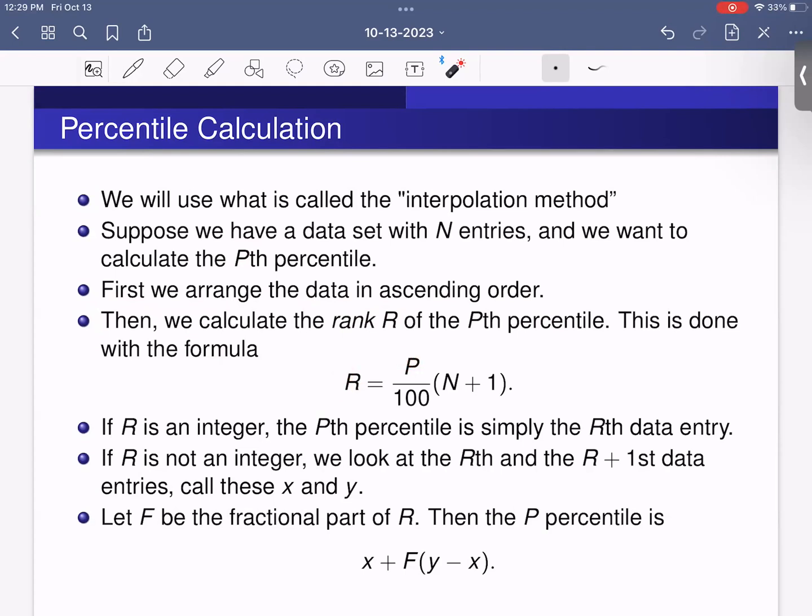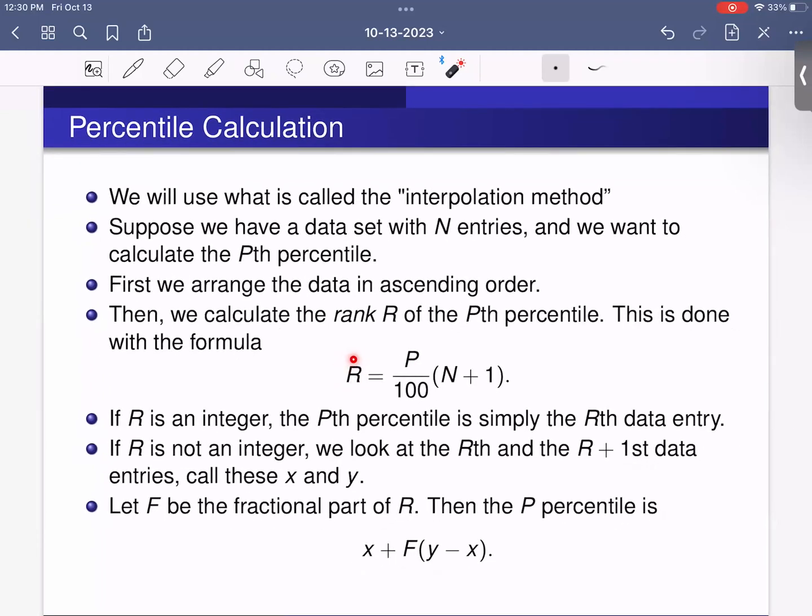You take p divided by 100, that just turns it into a percent. Let's say we're trying to get the 80th percentile. You take 80 divided by 100, that gives you 0.8, and you multiply it by n plus 1, where n is the number of entries. This is the formula we use for the rank R. Now, if this rank happens to be an integer, then the pth percentile is simply the rth data entry.